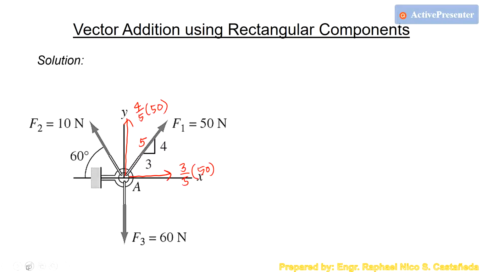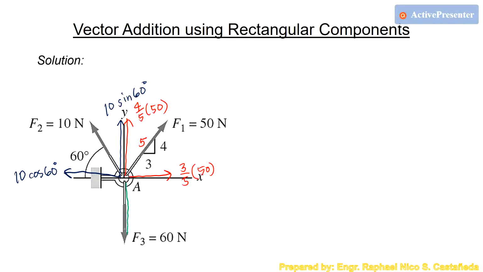Next, let's use another color. We have F2. For F2, we have 10 sine 60 for the Y component and 10 cos 60 for the X component. As you can see, this is going to the left. So if we use summation of forces along X, we should use a negative value for 10 cos 60. Then for F3, let's use a different color. Let's say this one.